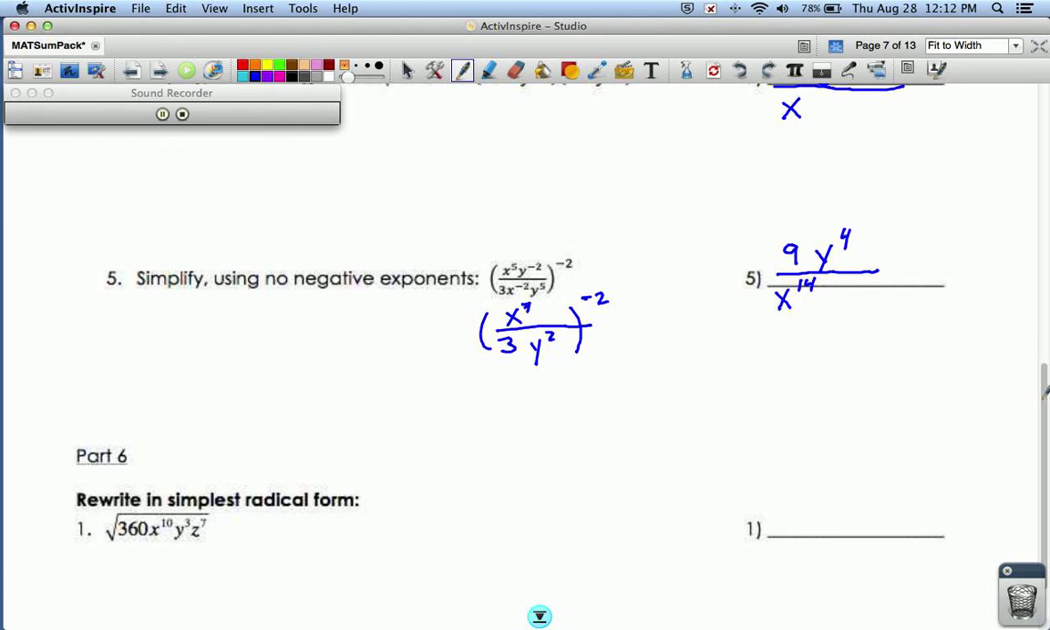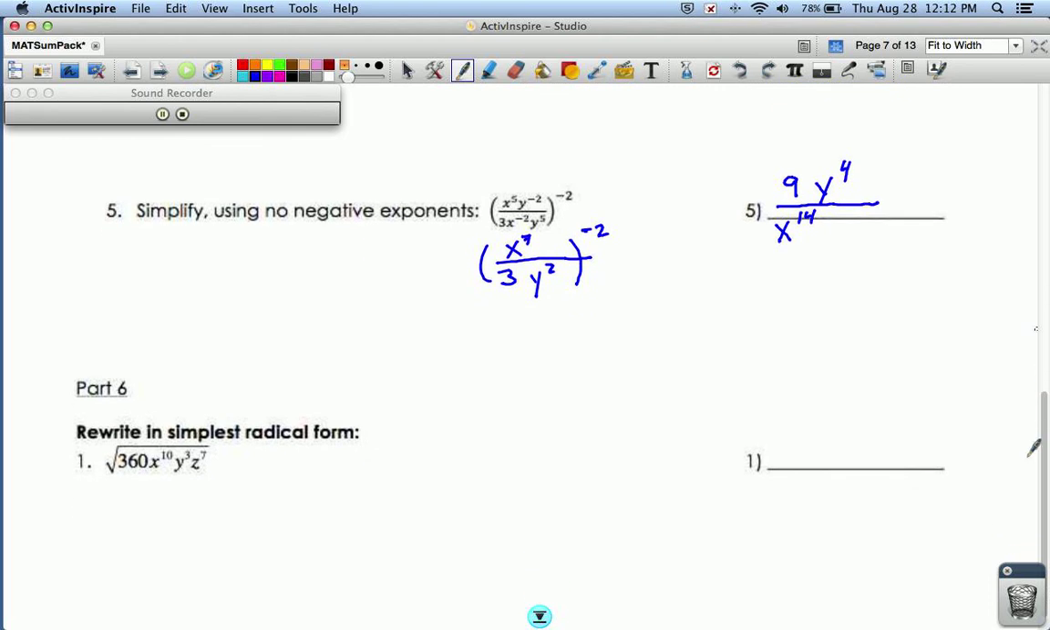Now moving on to radicals, which are technically exponents here, which is part 6. Simplify into radical form. Well, right off the bat I see 360 is the same as 36 times 10. X to the 10th is a perfect square. Y cubed, I'm going to write that as y squared and y, and z to the 7th, I'm going to write as z to the 6th and z.